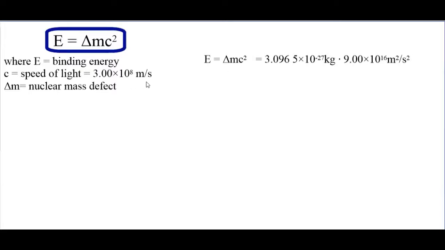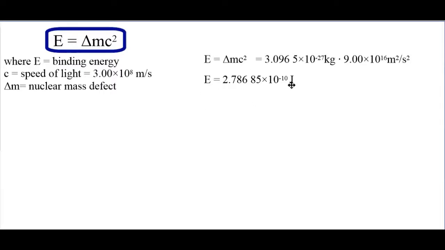So I rarely write down 3 times 10 to the 8. I just usually skip that and go 9 times 10 to the 16 meters squared per second squared if I'm doing it in my own notes. So if you multiply those two together, you end up with 2.779 basically times 10 to the negative 10 joules. Now that's a lot of energy to be released.